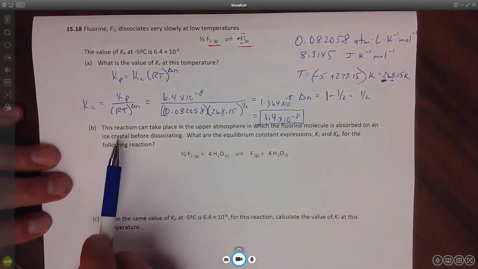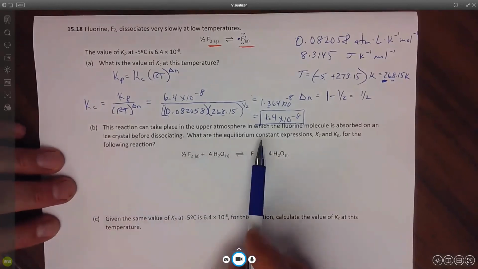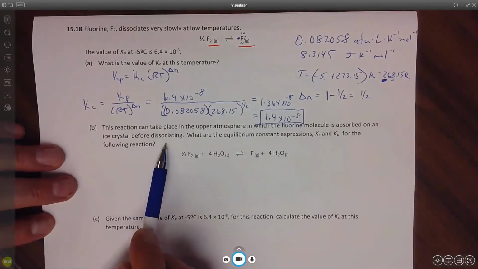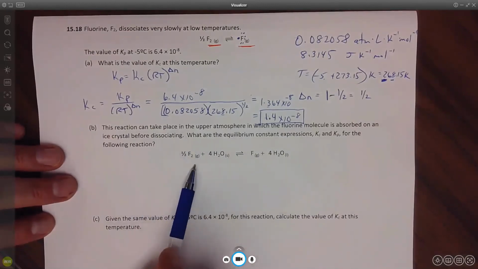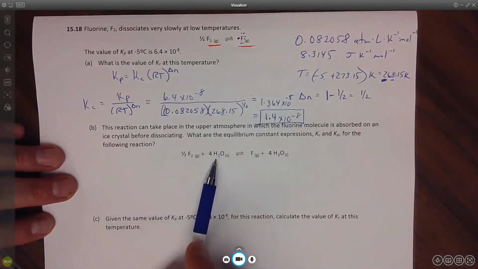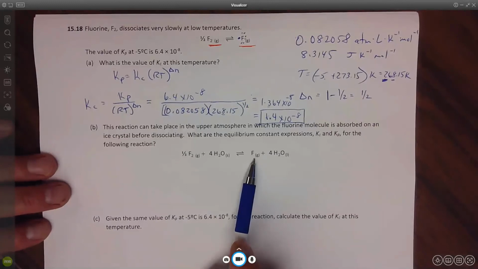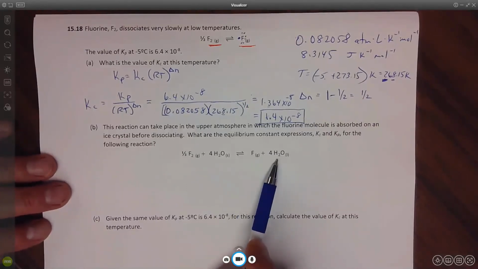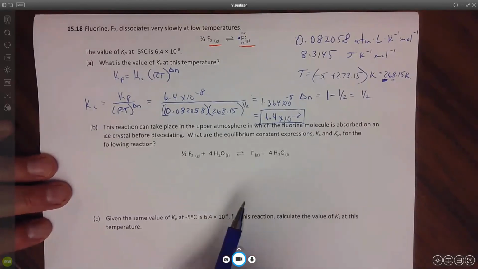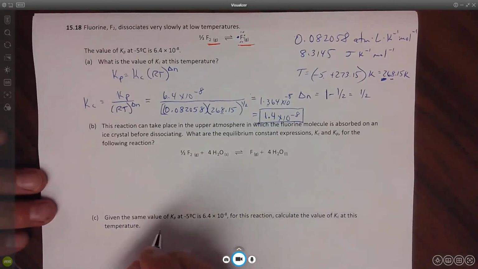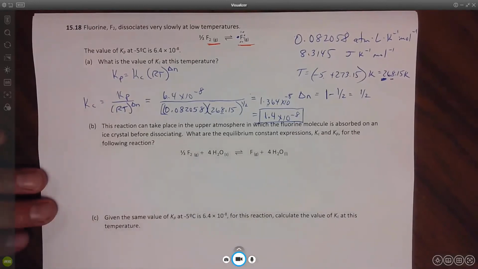Okay, part B says this reaction can take place in the upper atmosphere in which fluorine molecules are absorbed on an ice crystal before dissociating. So that's this here. So the gas absorbs onto a solid ice crystal. It then produces that atomic fluorine, and it actually melts the ice because it's exothermic. Okay. So I want to know, what is the equilibrium constant expression for Kc and Kp for the following reaction?